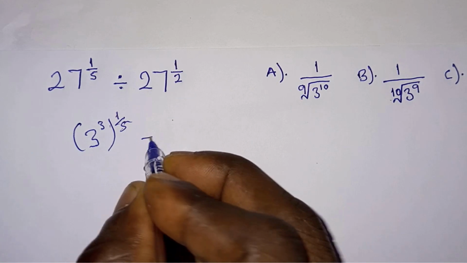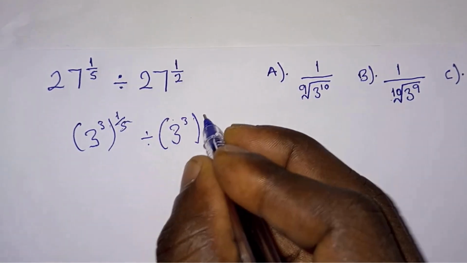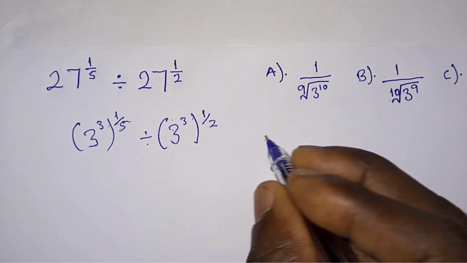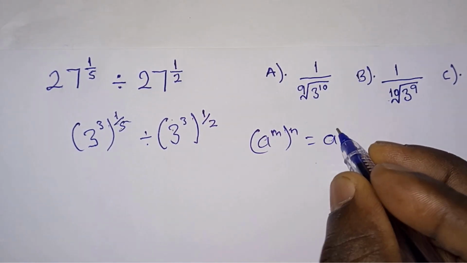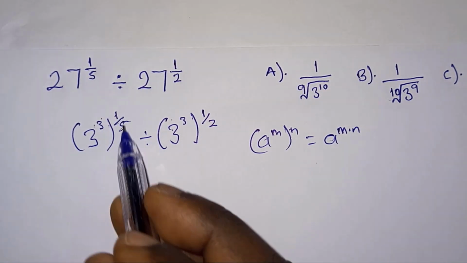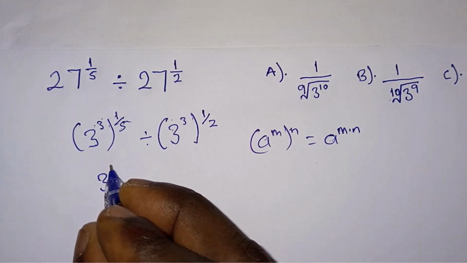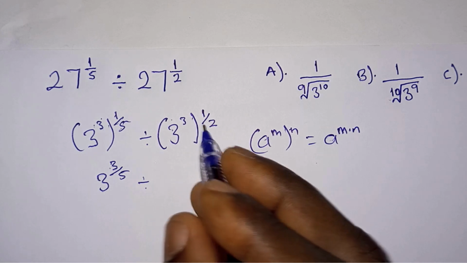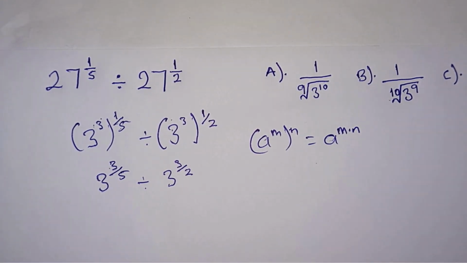over 5 divided by 3 to the power 3 all to the power 1 over 2. Now applying the power rule, which says that a to the power m, all to the power n, is equal to a to the power m times n, we can multiply this 3 straight away by this 1 over 5, right? So we're going to have 3 to the power 3 over 5 divided by, we will do the same thing here, 3 to the power 3 over 2.